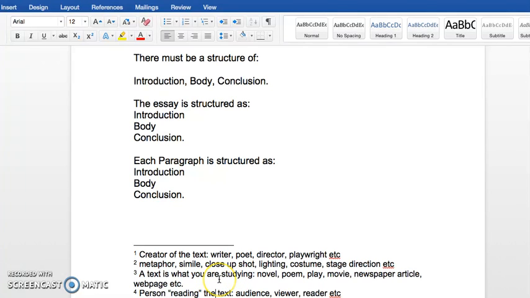A text is whatever you're studying, so your novel, your poem, your play, your movie, your newspaper article, your web page, whatever. And finally, the person reading the text, the audience, the viewer, the reader, they're called the responder.